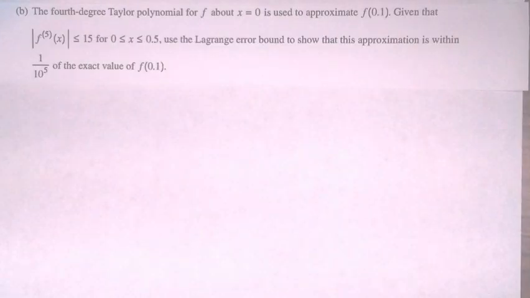For part B, what we have is that the fourth-degree Taylor polynomial for f about x equals 0 is used to approximate f of 0.1. Given that the absolute value of the fifth derivative evaluated at x is less than or equal to 15 for x between 0 and 0.5, they tell you to use the Lagrange error bound to show that this approximation is within 1 over 10 to the power of 5 of the exact value of f of 0.1.